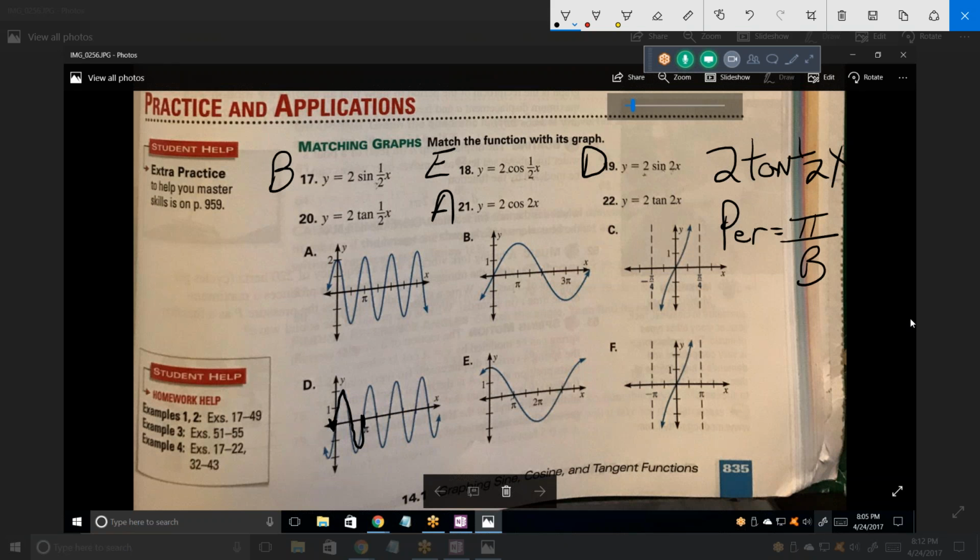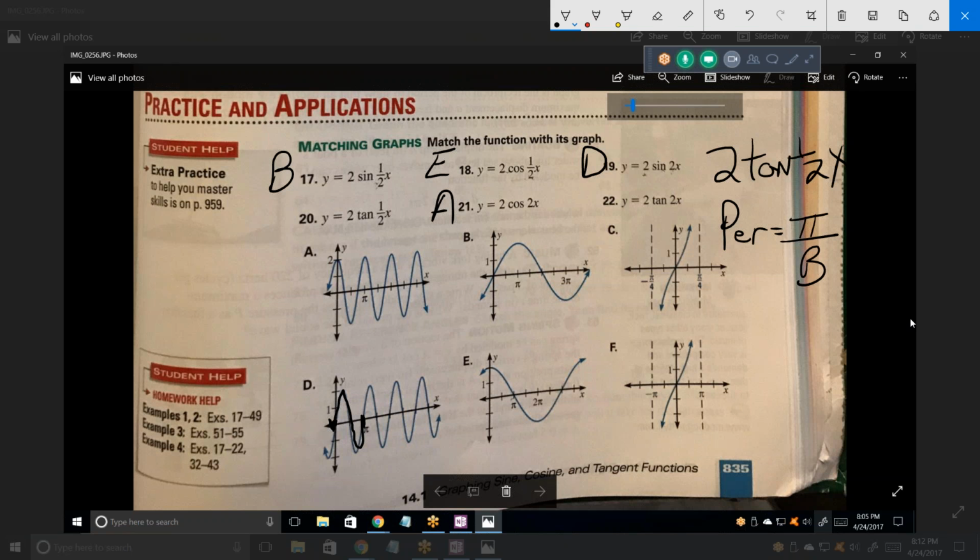That's the difference. Sine and cosine, the period is always 2 pi over b. But tangent is just pi over b. Notice that tangent repeats itself every pi. Not every 2 pi, but every pi. Okay? So, we've got one of these tangent curves that has a period of pi over 2, C, and one of them that has a period of 2 pi, F.